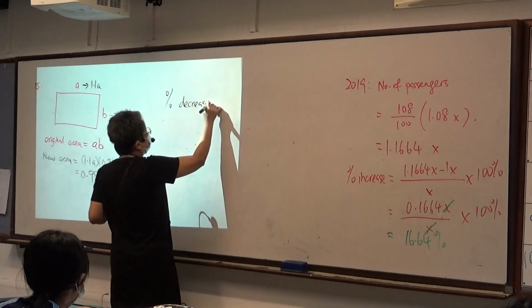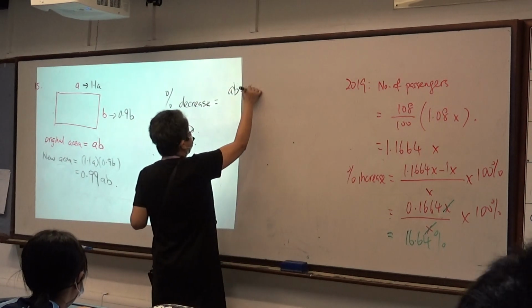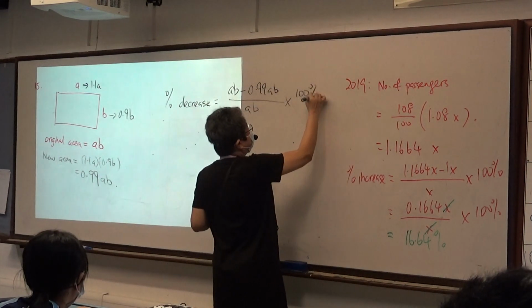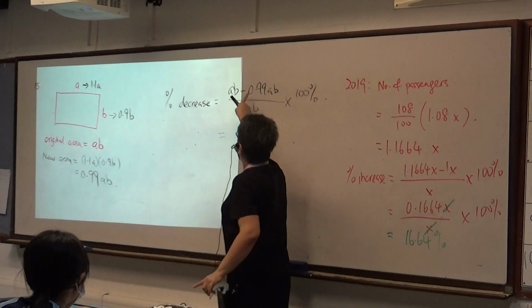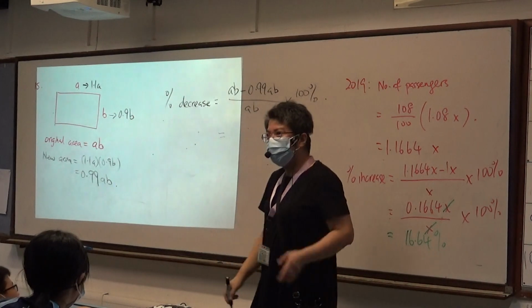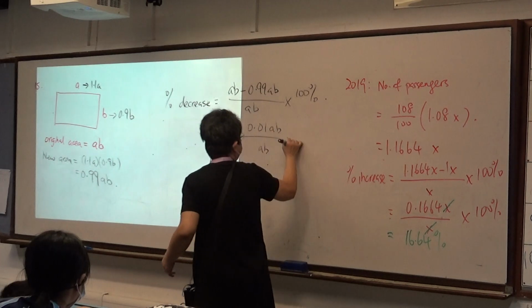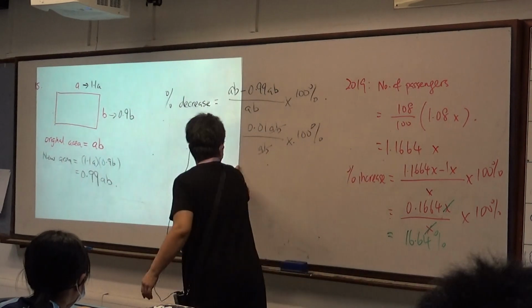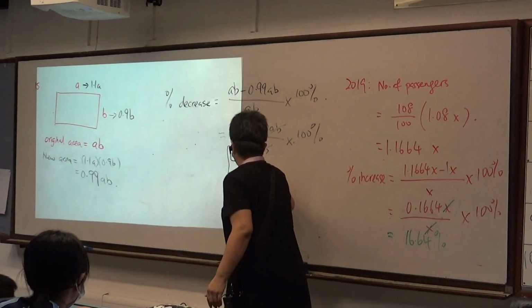percentage decrease. Decrease will be AB minus 0.99AB over original AB times 100. What is AB minus 0.99AB? It is 0.01 AB over AB, right? Then this AB is gone, cancel off. So how many percent? 1%. Yes. Bravo.